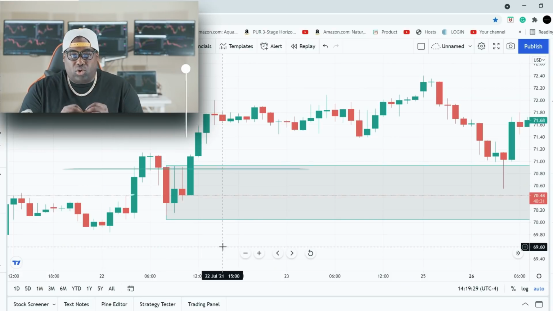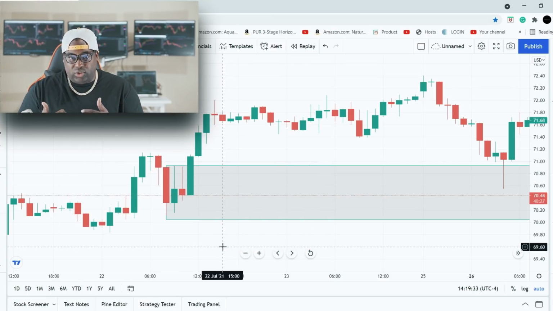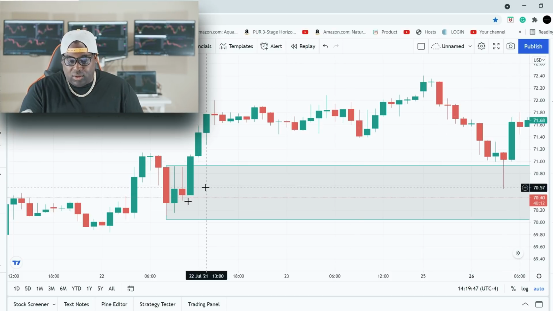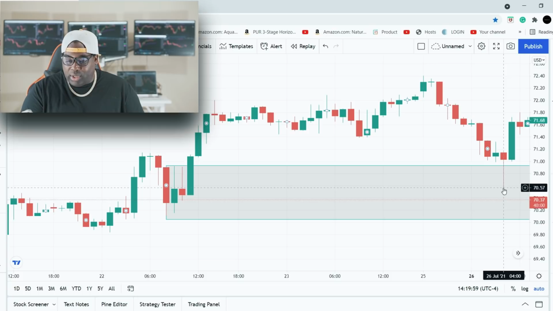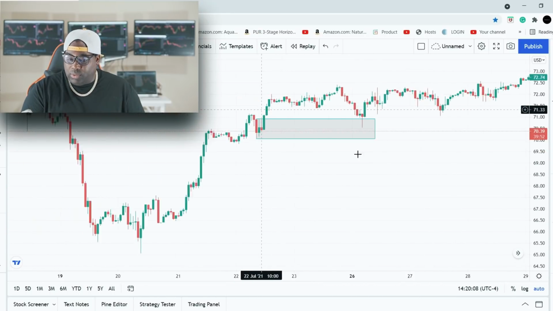Now this setup is called a rejection bar, okay? So we're looking for the market to come back into the zone, all right? And we want to look for a nice rejection, okay? Notice how we have a nice wick right here. So right here, we have aggressive buying, and the market came back to that demand zone. And notice how we had this red candle, all right? The market was red all the way to here, okay? And then the buyers stepped in, made that nice rejection, and then the market kept going up, right? So that's what we're looking for.